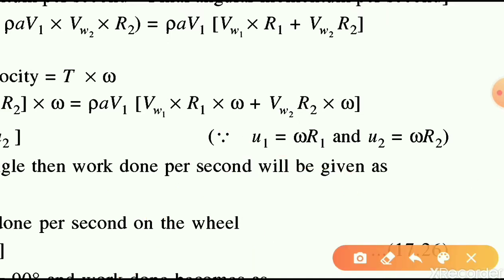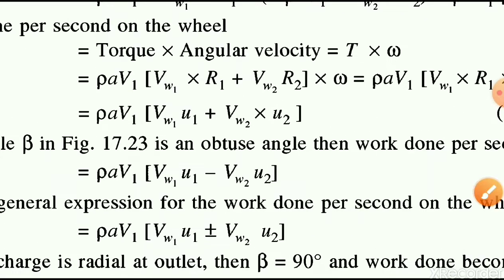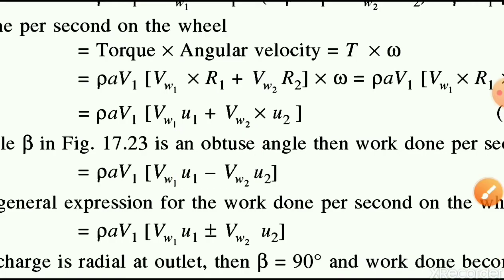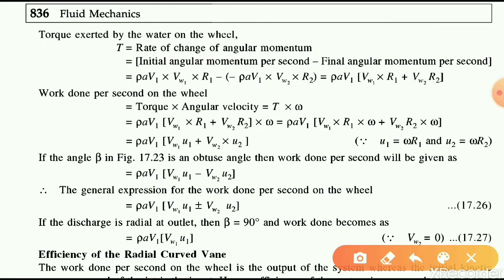Hence, if we replace this into the above equation, and also replace this value of u2 in the above equation, then we will get the equation as rho a v1 multiplied by (Vw1 u1 plus Vw2 u2). So this is the expression for the work done per second on the wheel.